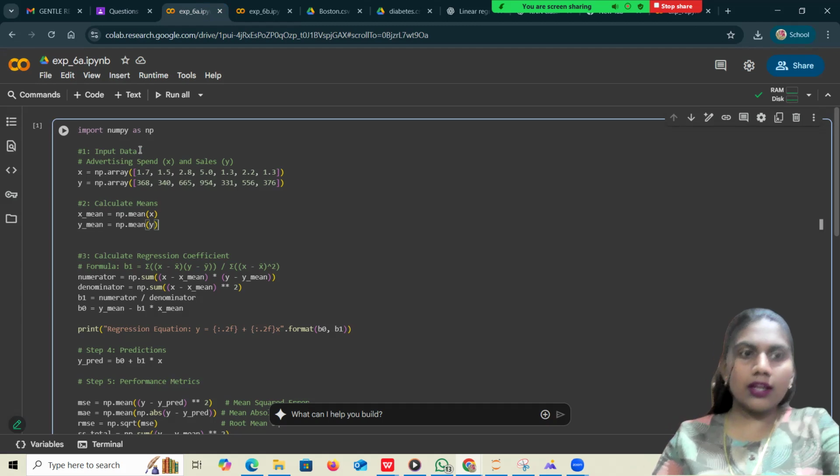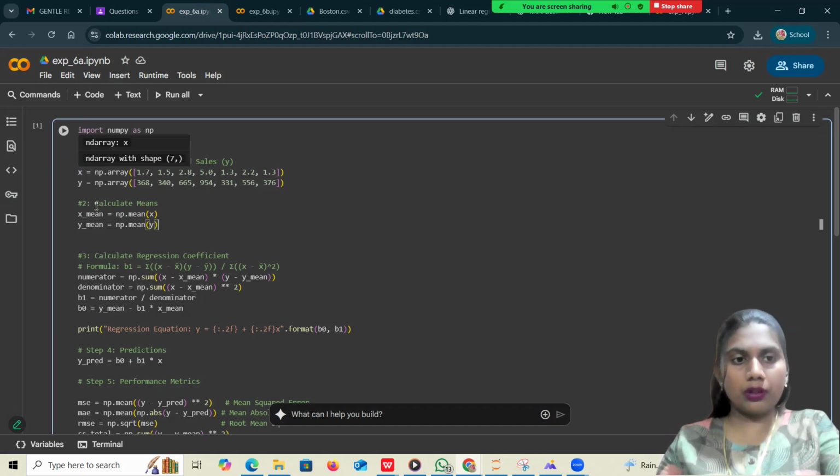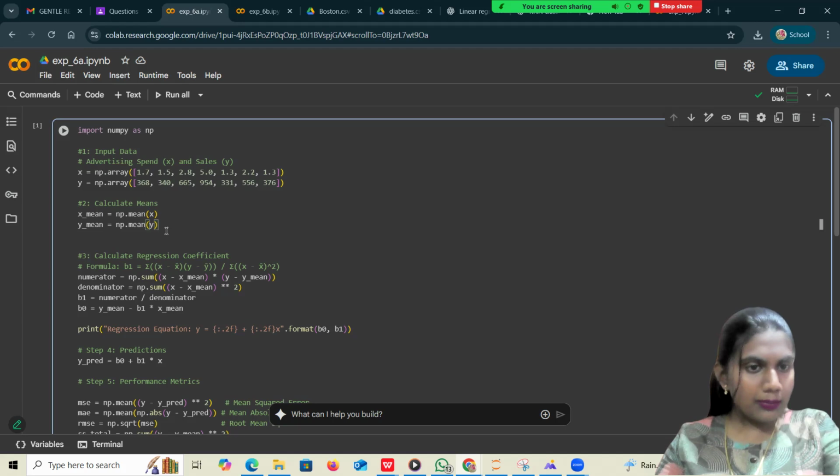First we are importing the NumPy library. Then we are importing the data, which is in the tabular column, where spent is X and sales is Y. Then we are calculating the mean.